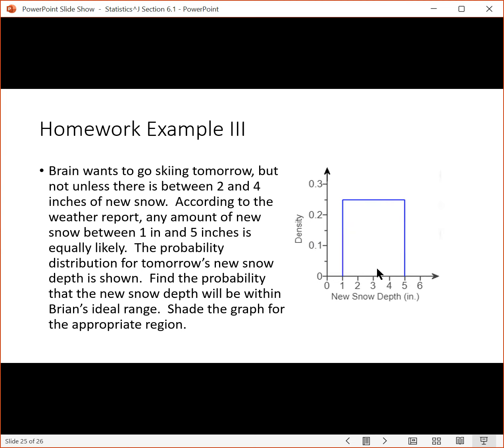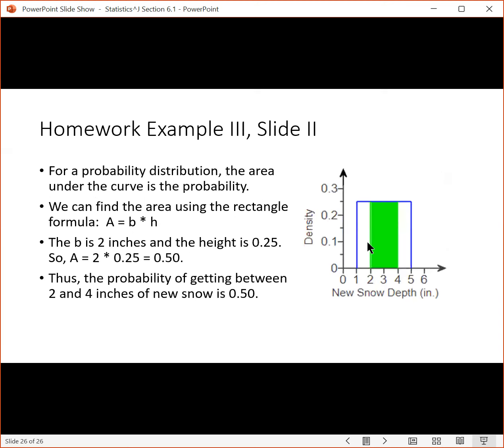Now, conveniently, that's a rectangle. So we can use base times height. All right, what would the base be? The base would go from 2 to 4. All right, so that's going to be 2. What would the height be? The height's going to go from 0 up to where the top line is here, and that's at 0.25. So we're going to have 2 times 0.25. 2 times 0.25 is 0.5, or 50%. So what's the probability that Brian will get to go skiing tomorrow? 50%. Let's see all that written out.